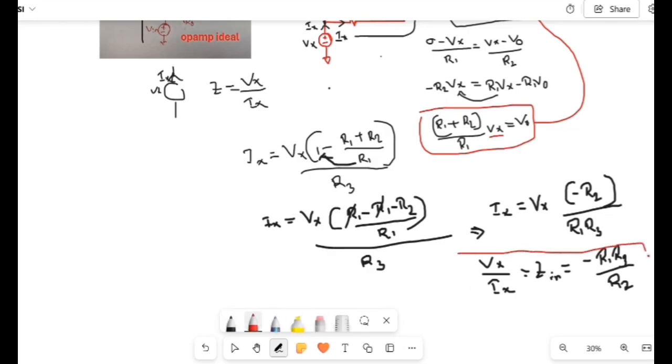This is a negative impedance circuit. We got impedance in terms of negative. This is a very interesting and important circuit, and there is a high probability that they can ask it in an interview.